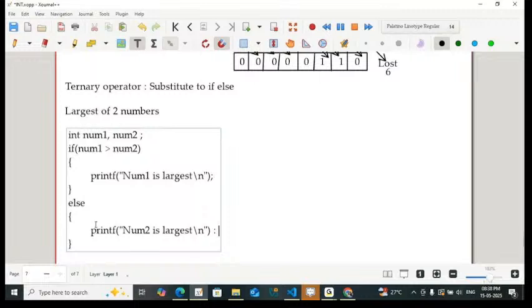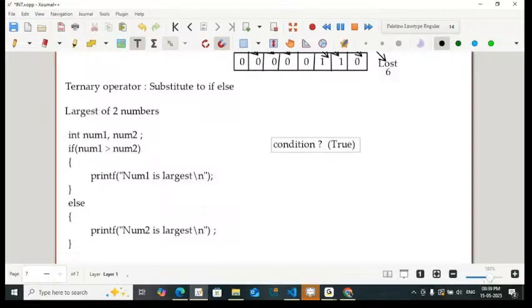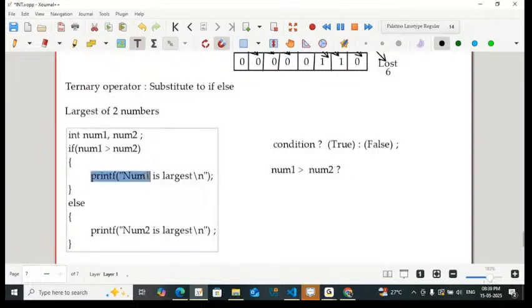So that is your largest of two numbers. Now to replace it with a ternary, you can write it like this. You write a condition. If the condition is true, what you want to do, write it here. Colon. If the condition is false, what you want to do, write it here. For example, the condition is num1 greater than num2, question mark.